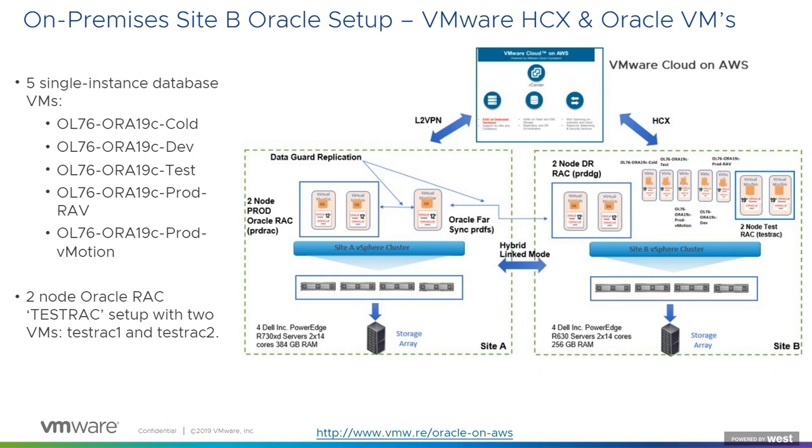So again, this is the same three-site lab setup. This includes the on-premises site A, the on-premises site B. It includes the connectivity to the VMware Cloud on AWS. Site B is connected via HCX, or Hybrid Cloud Extension, to VMware Cloud on AWS. So the HCX pairing is configured between site B and VMware Cloud on AWS with bidirectional migration between on-premises and VMware Cloud on AWS.